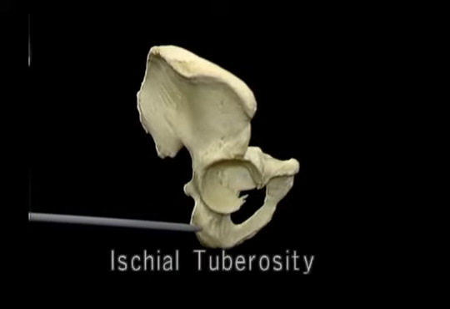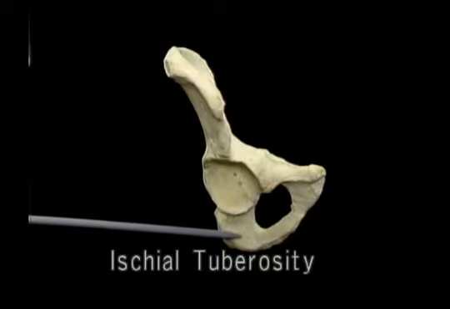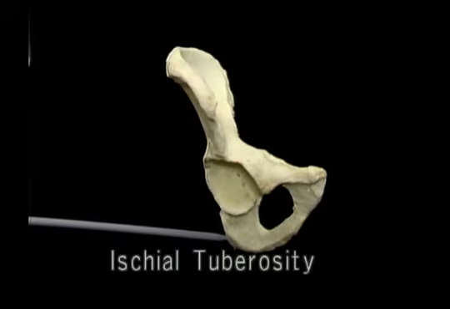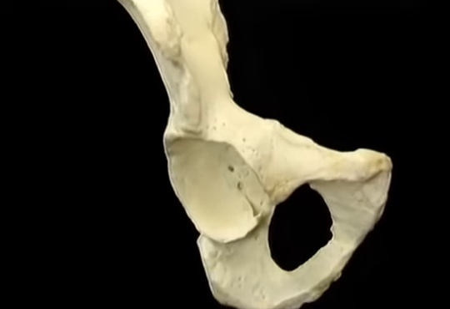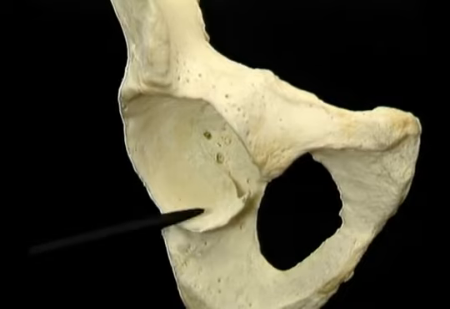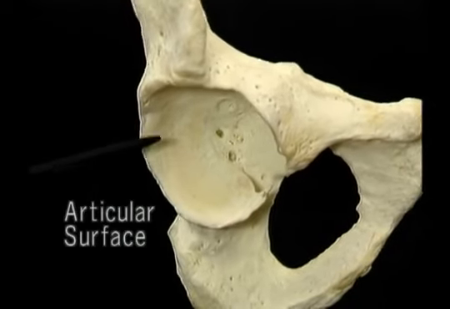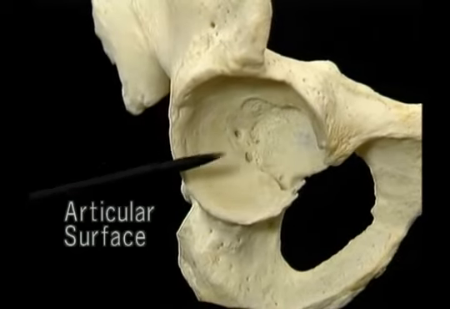This is the ischial tuberosity. The ischial tuberosity is another area where many muscles attach. It's also the part of the hip bone that we sit on. The socket for the hip joint is called the acetabulum. This broad, smooth area is the articular surface. We'll see it again in a minute with the articular cartilage intact.